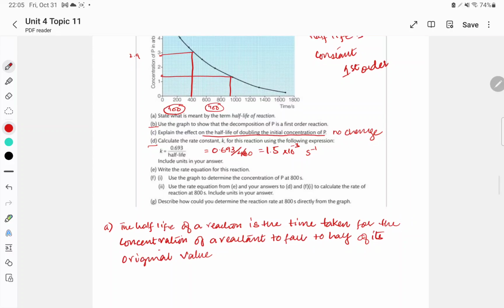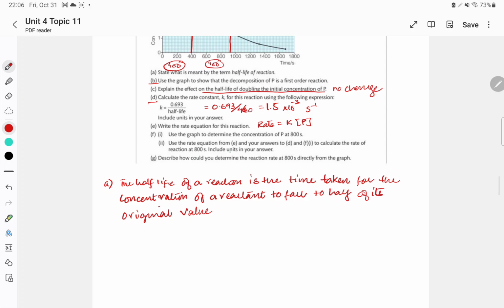Okay, then we have write the rate equation for the reaction. So how are we going to write the rate equation? Because it's a first order, the rate equation is very simple. You're just going to place the value k, and because we're talking about the reactant P and it's a first order reaction. Then we have used the graph to determine the concentration of P at 800 seconds. So this was for 460 seconds, but if you want to find it out for 800, then you will just divide it by 800.